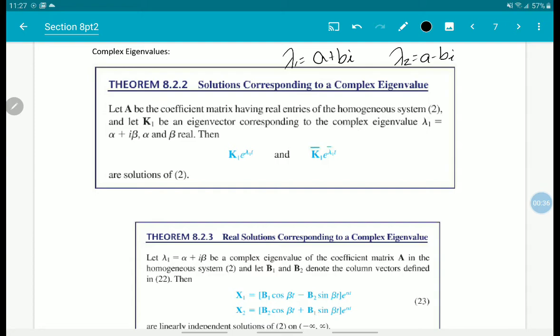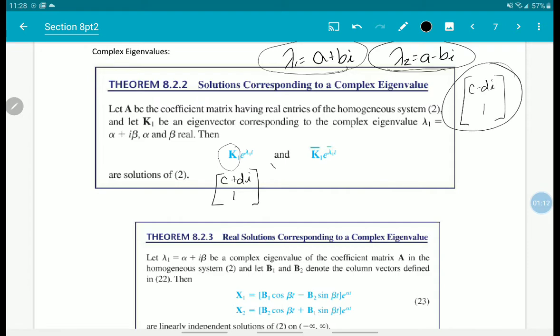And there's a relationship between these and the eigenvectors. What turns out is that if a plus bi is an eigenvalue, and we have this eigenvector, let's say the eigenvector is c plus di and then 1, then for the complex conjugate, the eigenvector would be c minus di and 1. So notice that these will be complex conjugates of each other.